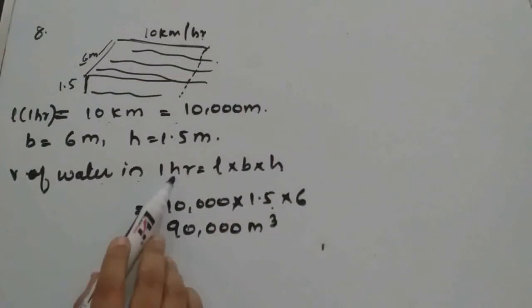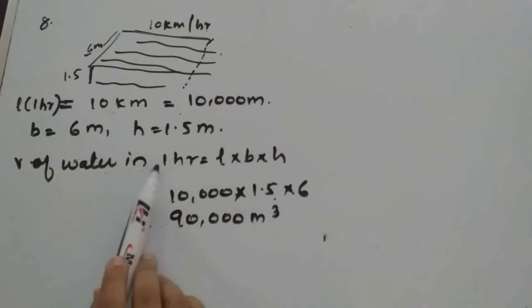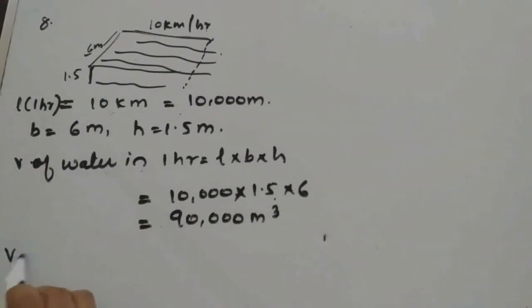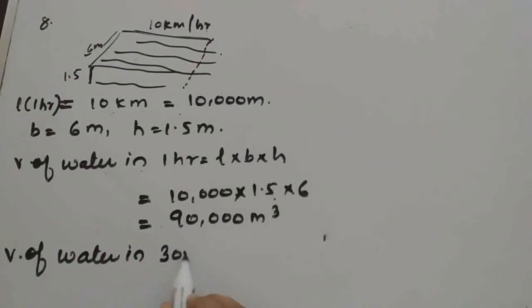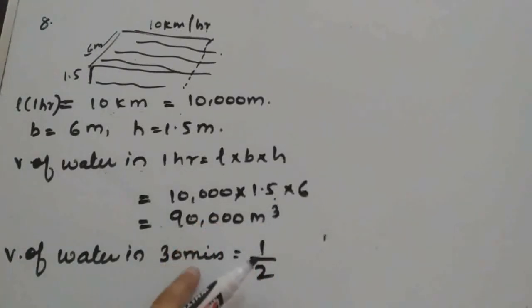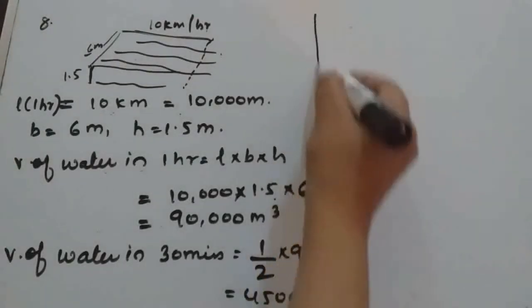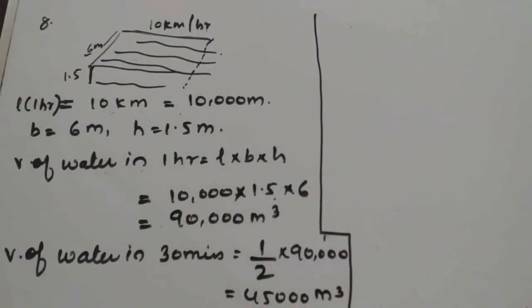We should find in 30 minutes. Volume of water in 1 hour means it is in 60 minutes. So volume of water in 30 minutes will be half of this. This is in 60 minutes, so to find in 30 minutes, just divide by 2. So that is 45,000 meter cube. So this is the volume of water in 30 minutes.